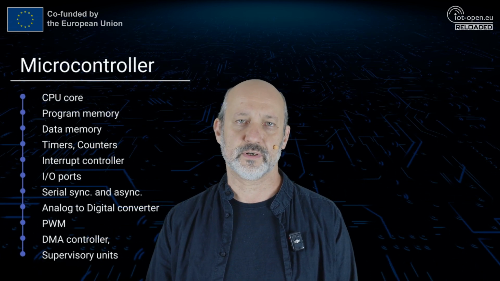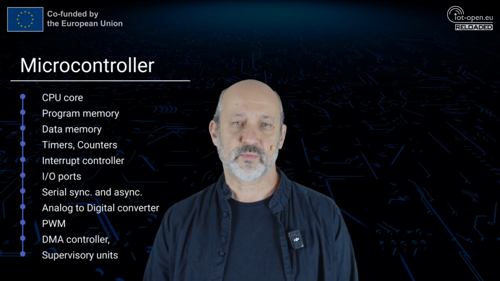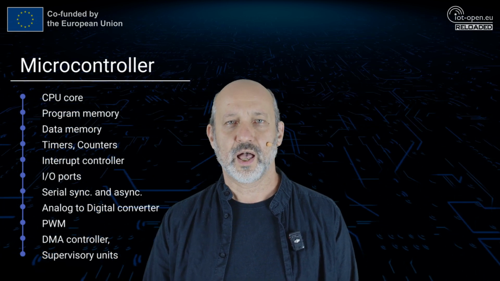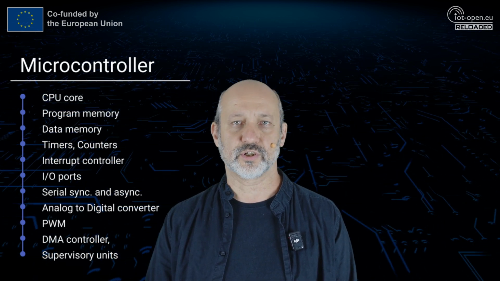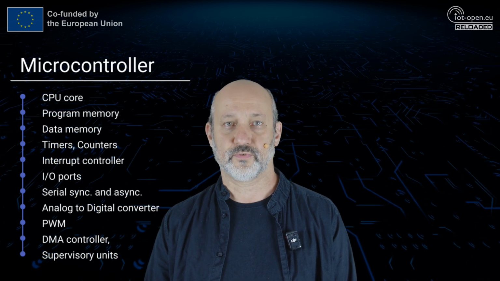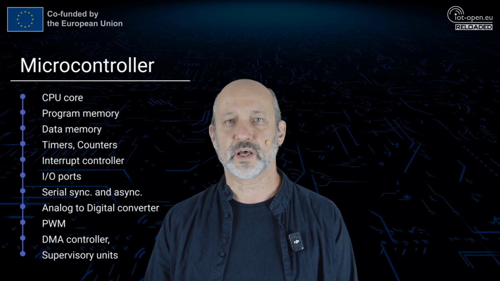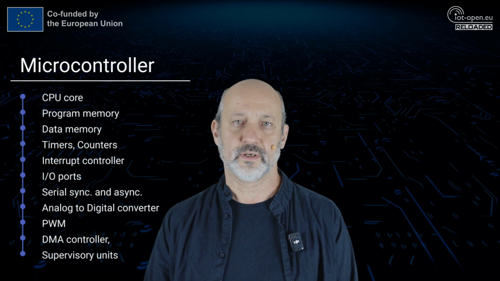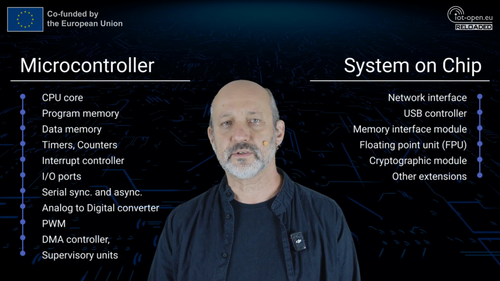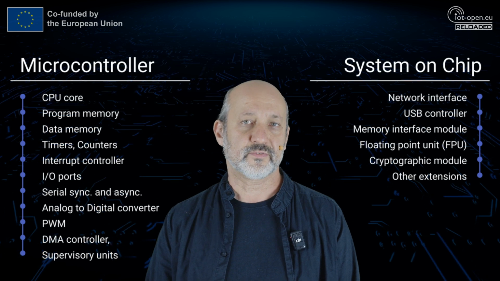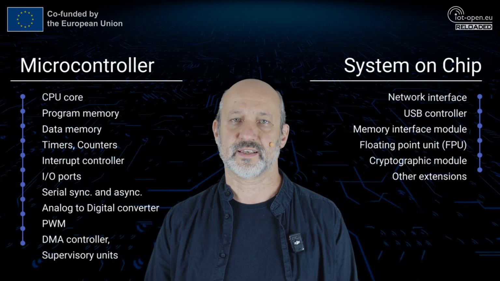A typical microcontroller includes a set of general-purpose units: CPU core, program memory, data memory, timers, counters, interrupt controller, I/O ports, serial synchronous and asynchronous communication ports, analog to digital converter, pulse width modulation unit used for digital to analog conversion, DMA controller, supervisory units like watchdog timer, reset circuit, brownout voltage detector. Embedded processor or system on chip can also contain network interface, USB controller, memory interface module, floating point unit, cryptographic module, and other application-specific extensions.